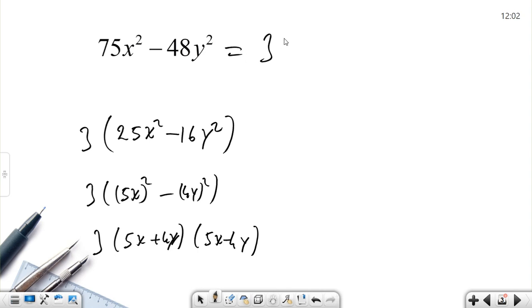So I can say this is equal to 3 times 5x plus 4y multiplied by 5x minus 4y. So these are the factors: 3, 5x plus 4y, and 5x minus 4y.